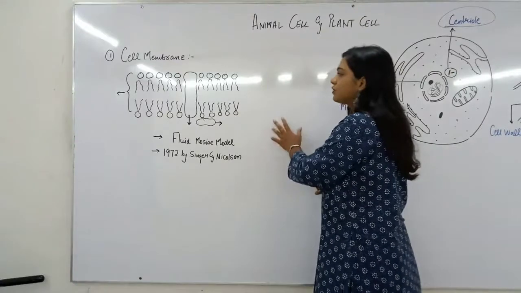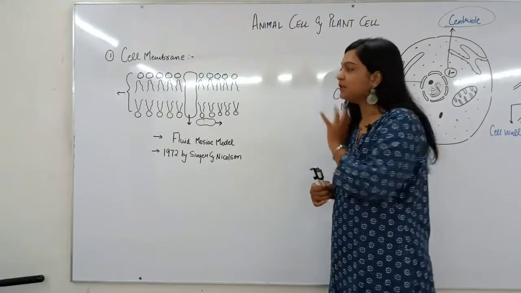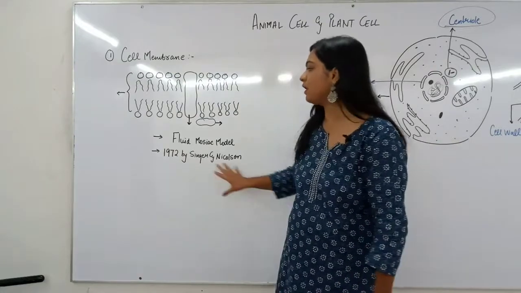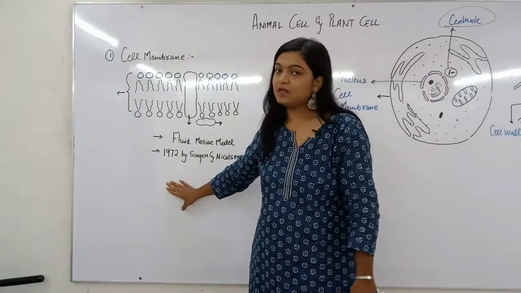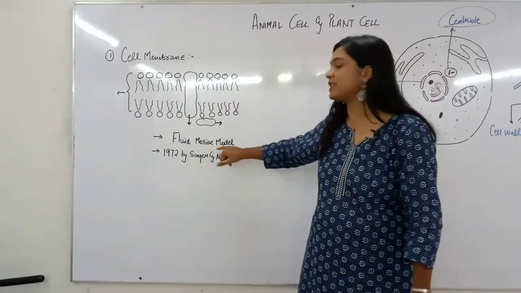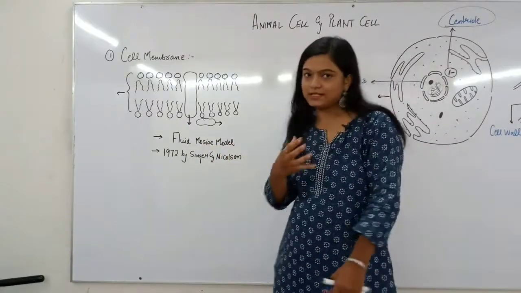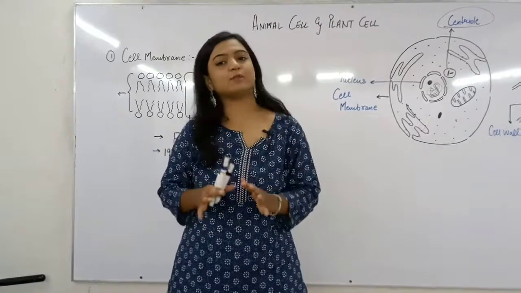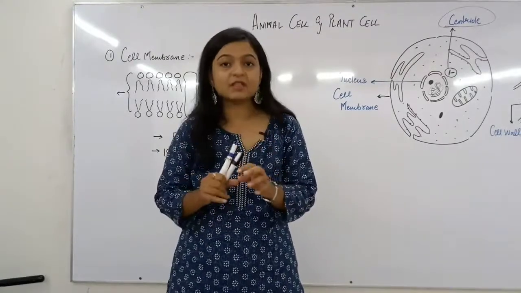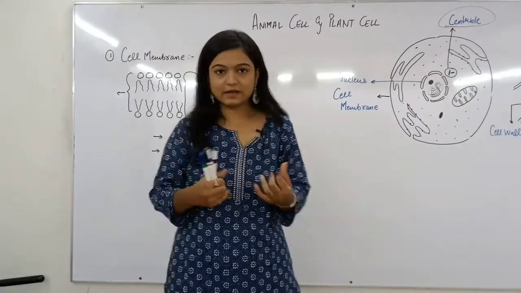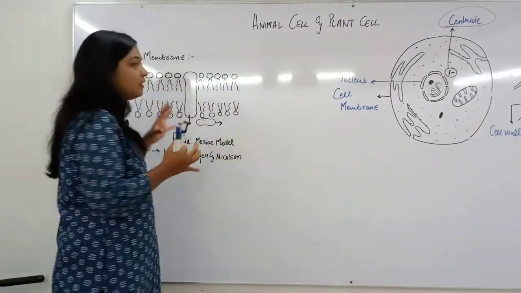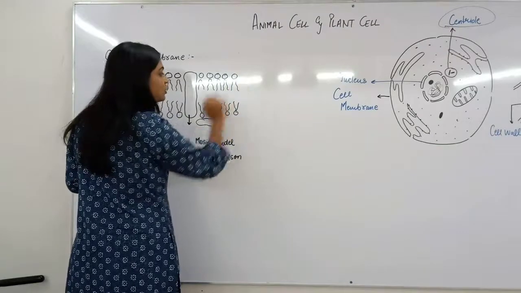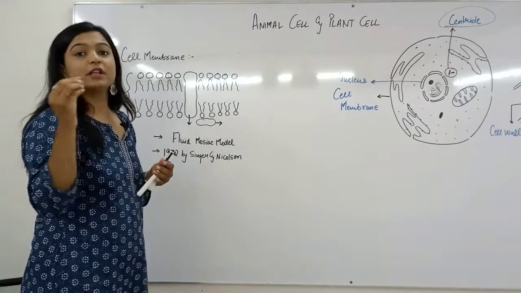So here I have drawn the structure of a cell membrane. Now this structure was given by Singer and Nicholson in the year 1972. It is known as the fluid mosaic model. Now let us understand more about this model. What they say is that the cell membrane is made up of proteins and lipids. And how exactly are these arranged? Now here if you see in the diagram, these two are the layers of lipids.